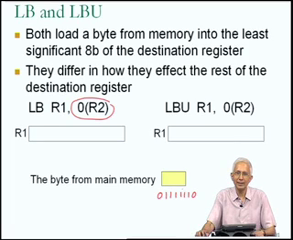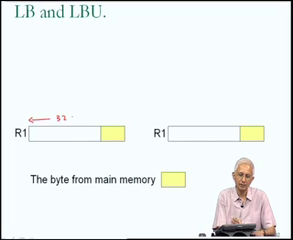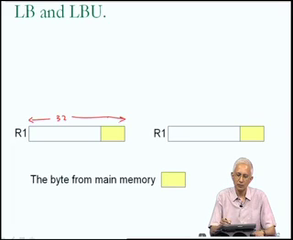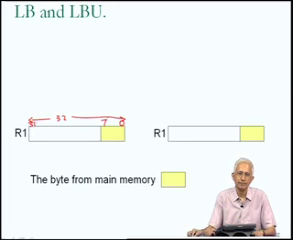So for both load byte and load byte unsigned, the effect of the instruction is that the byte from memory goes into the least significant 8 bits of the register. Remember, the register is of size 32 bits. So the byte from memory, whatever it is, occupies the least significant bits. In other words, the bits from 0 through 7, if I number the bits from right to left. The most significant bit is what I would call bit 31. So both of them do this. They load the byte into the least significant byte.